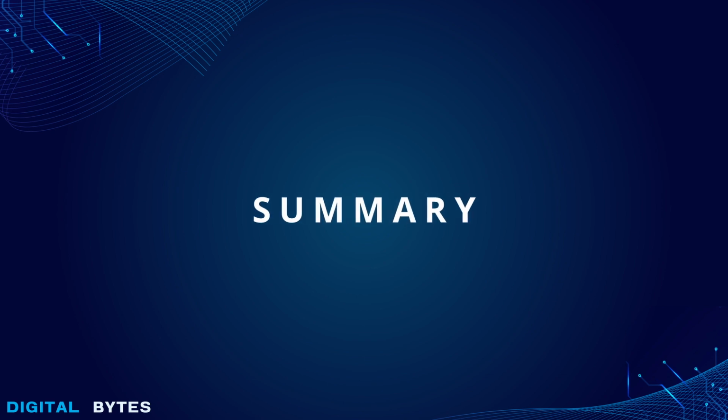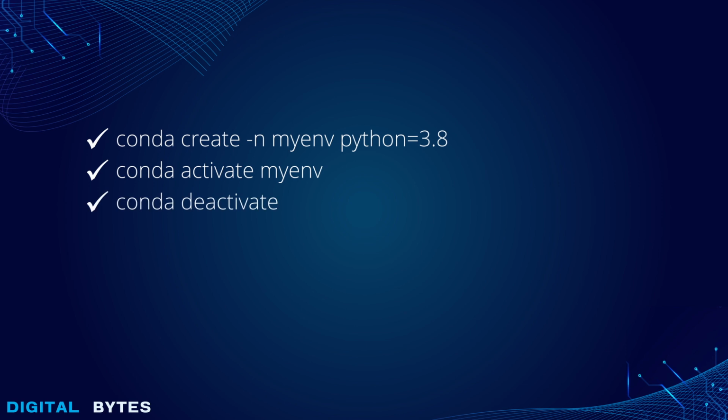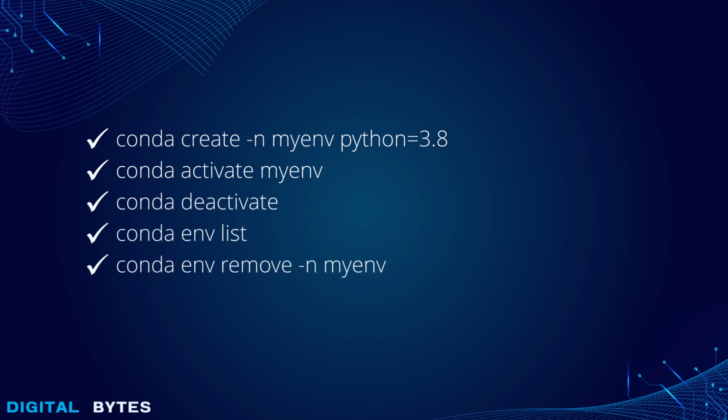So to quickly summarize, let's look at the list of commands you can use to work with the Conda environment. First one, conda create -n name of the environment with the Python version to create the environment. Conda activate name of the environment to activate the environment. Conda deactivate to deactivate the environment. Conda env list to list all the environments you have in your system. And conda env remove -n name of the environment to remove the environment.